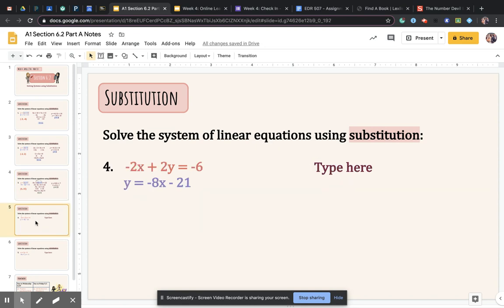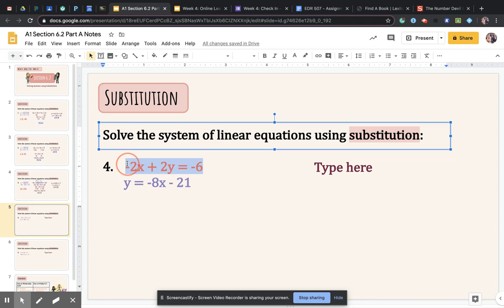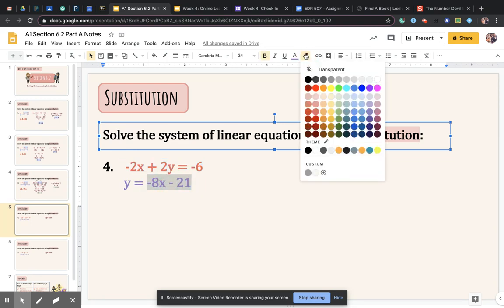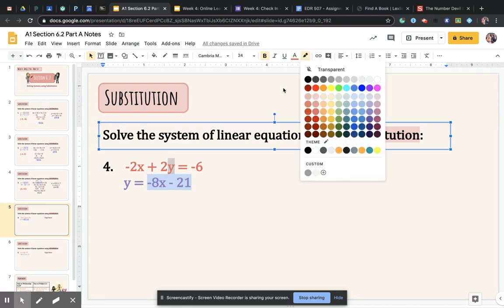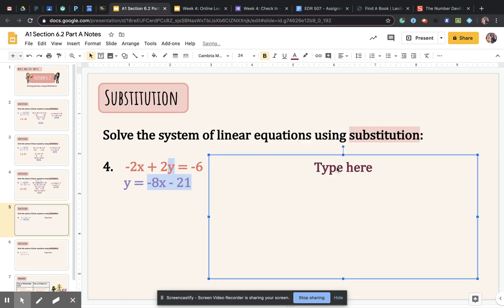Okay, let's try one more. If you notice, now the first one's not solved for y. This is in standard form, okay? And then y is solved for in the second one. So sometimes the first one's not solved for, totally fine, still the same method. And we're going to plug in negative 8x minus 21 in for y next to the 2, okay?